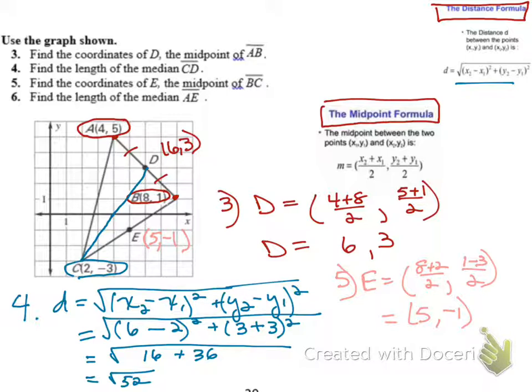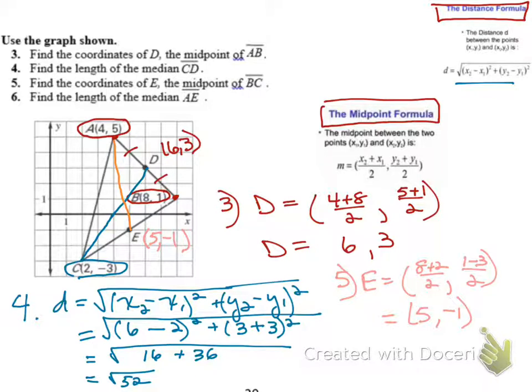Okay, next. We say find the length of the median AE. So the median AE, so changing colors, the median AE is right here once I draw it in, and so you're going to have to use the distance formula to get that value. So let's see if I can put that maybe up top here.